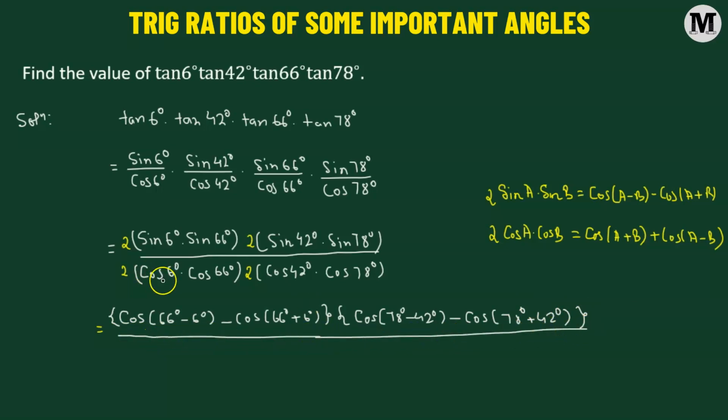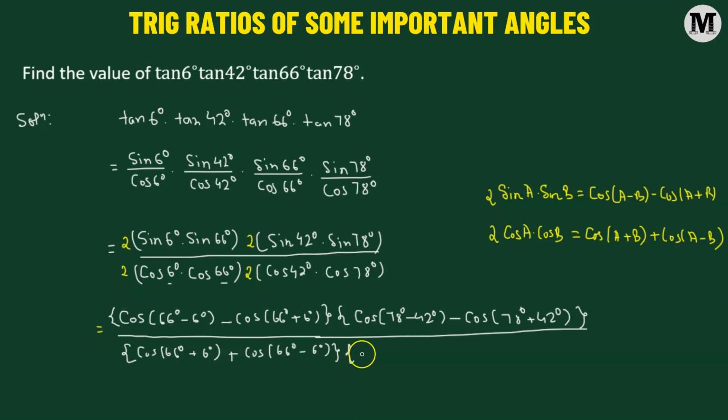So we have 2 times cosine of 6 times cosine of 66. So we'll consider A to be 66 and B to be 6 degrees. So we get cosine of the angle 66 added to 6 degrees plus cosine of the angle 66 minus 6 degrees.